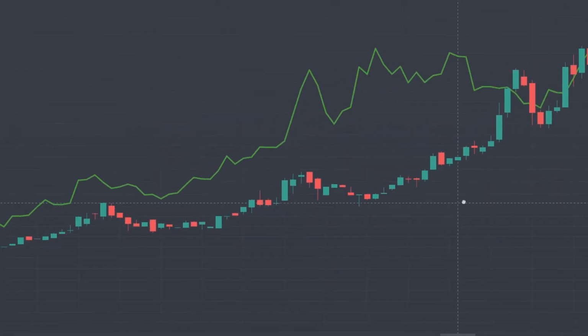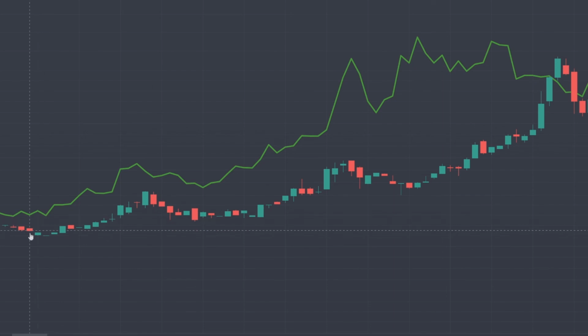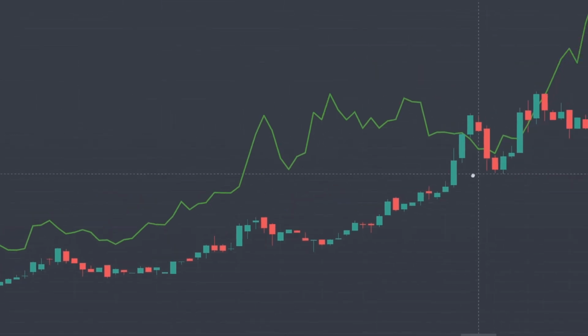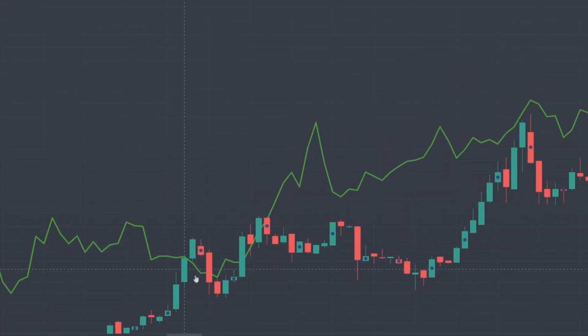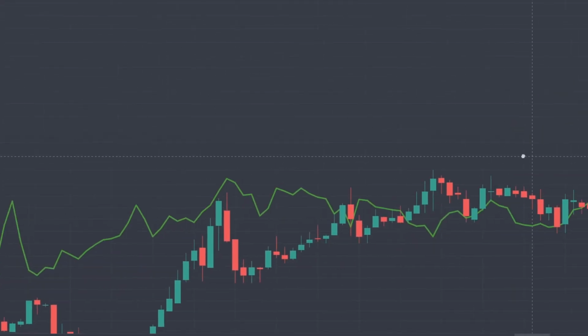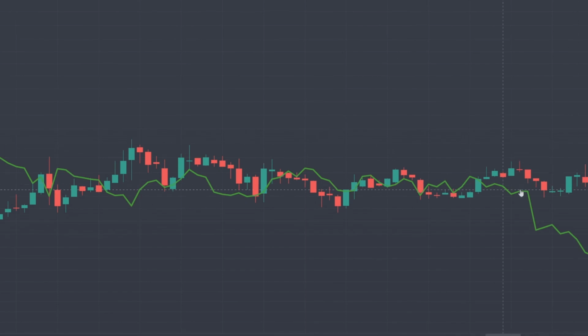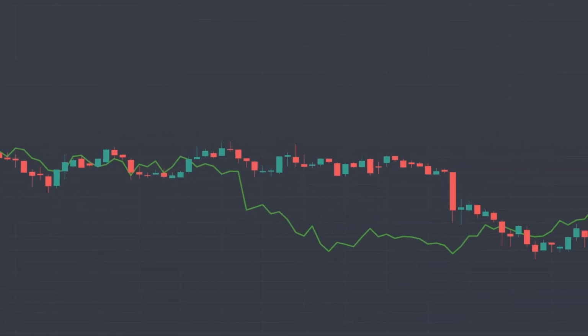If we look at this example here, we can see that when the candles are below the lagging span line, the price continues to move upwards. When the candles finally are above the lagging span line, the price moves downwards. The same applies here, here, here, here, and so on.